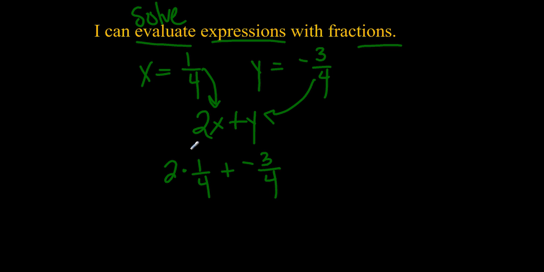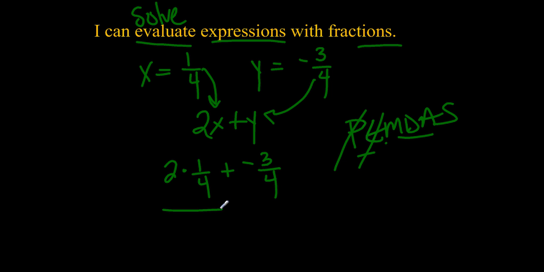And I'm going to go ahead and think about my PEMDAS, my order of operations. I don't have any parentheses. I don't have any exponents. Multiplication and division. Woo woo! There's a multiply. I'm going to change that to 2/1. I think about multiplying across, but oh look, these two share a common factor of 2, so I'm going to go ahead and divide that out. 2 divided by 2 is 1, 4 divided by 2 is 2.